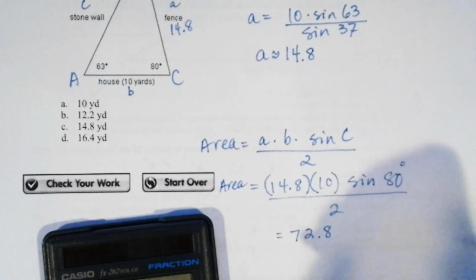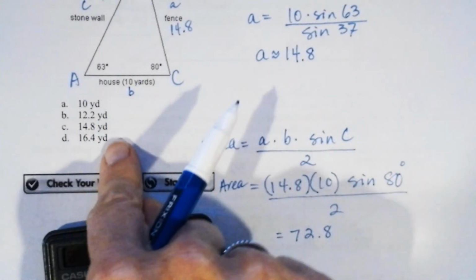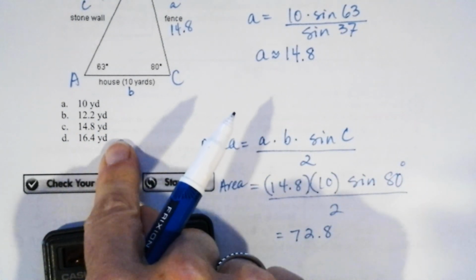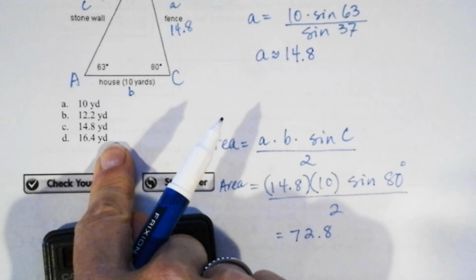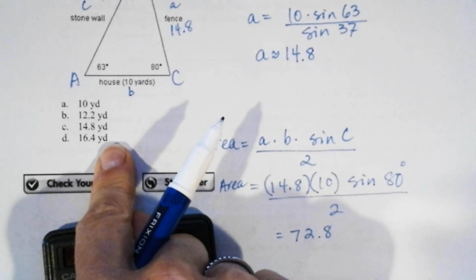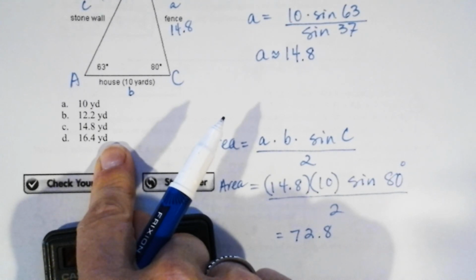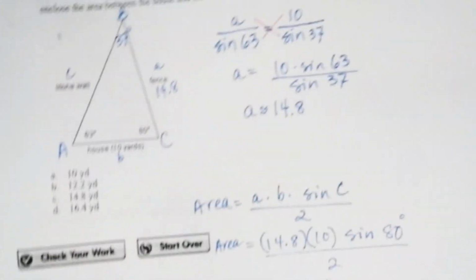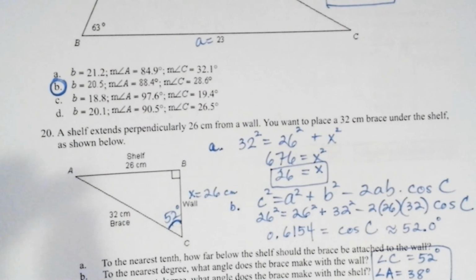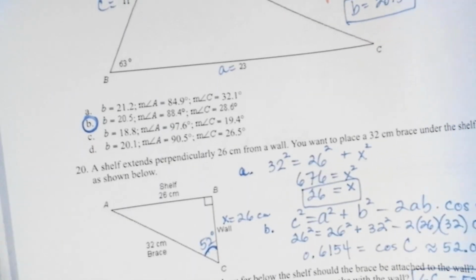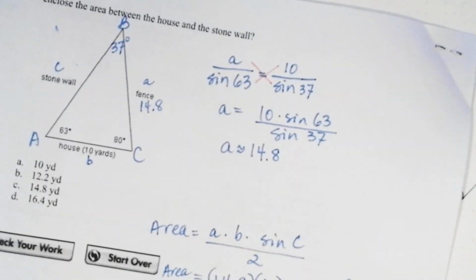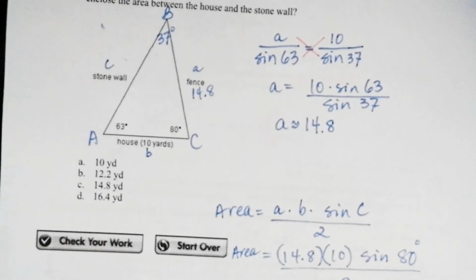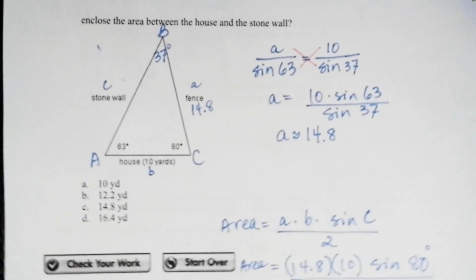I did something wrong because I'm only getting these. And clearly, between the house and the stone wall, house, stone wall, this is the area. Well, you know what I'm going to do? How much fencing must be used? Fencing. Well, it's not looking for area. It's looking for perimeter. I answered the wrong question.